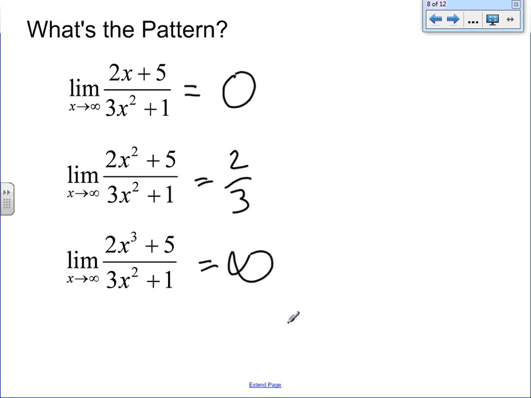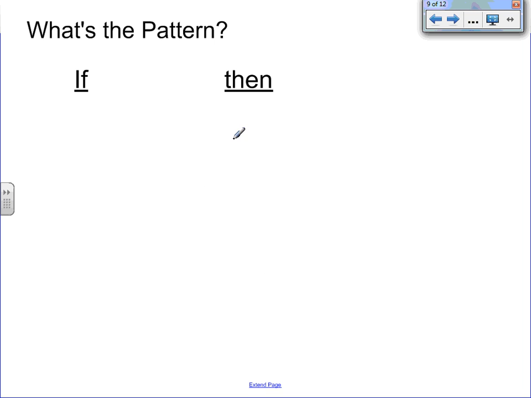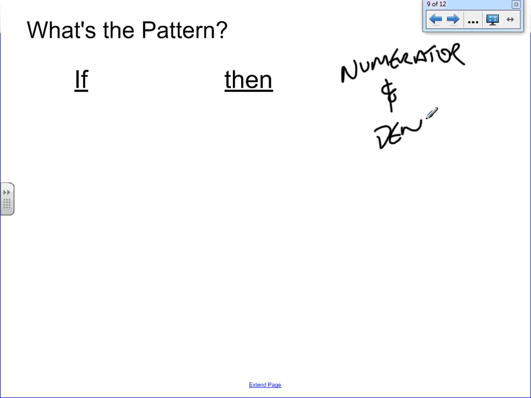So what's the pattern? Okay, notice they're all pretty much the same thing. We always have a +5 and a +1. We always have 2 and 3 as my coefficient. The only thing that seems to change is the exponents, as I work my way through these problems. So what I want you to do is try to give me some sort of a thing. I'll give you a hint. It's got to do with the numerator and the denominator. So look at the numerator and look at the denominator, and even throw another word at you.